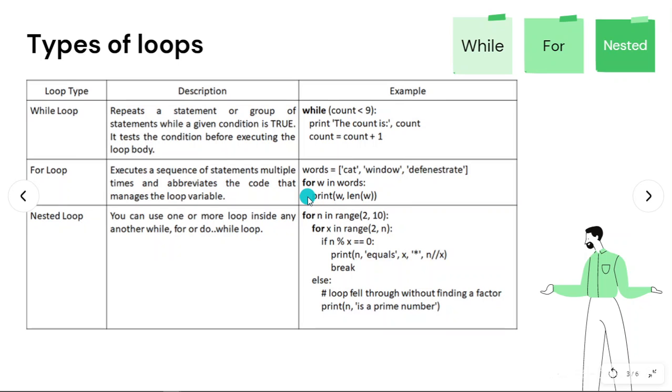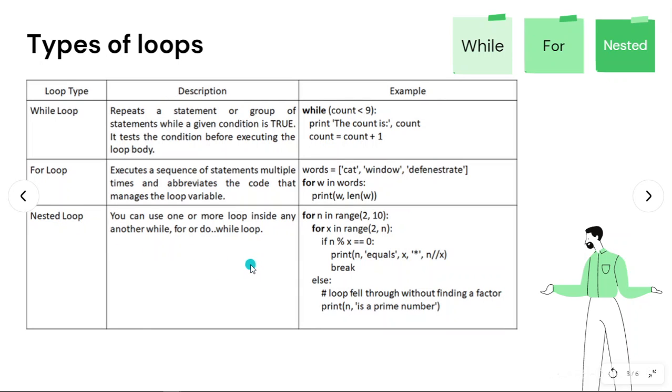Okay, so using the for loop you can execute a group of statements multiple times based on the number of items in that particular sequence. And using the while loop we can check some condition, and based on the condition we can execute the group of statements. Okay, so in the next section we have the nested loop.